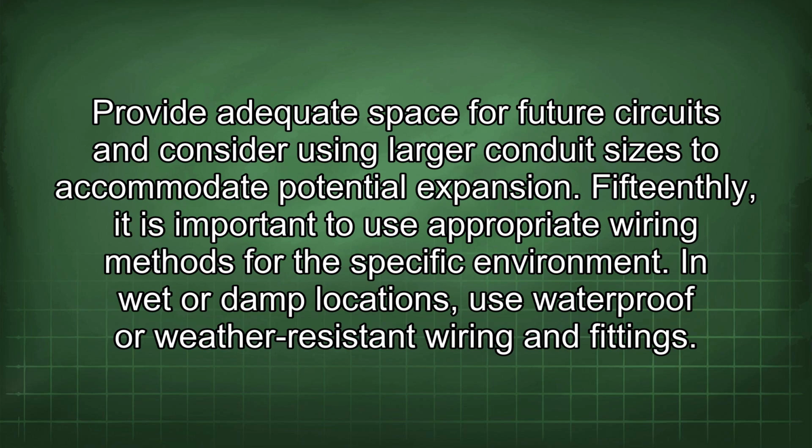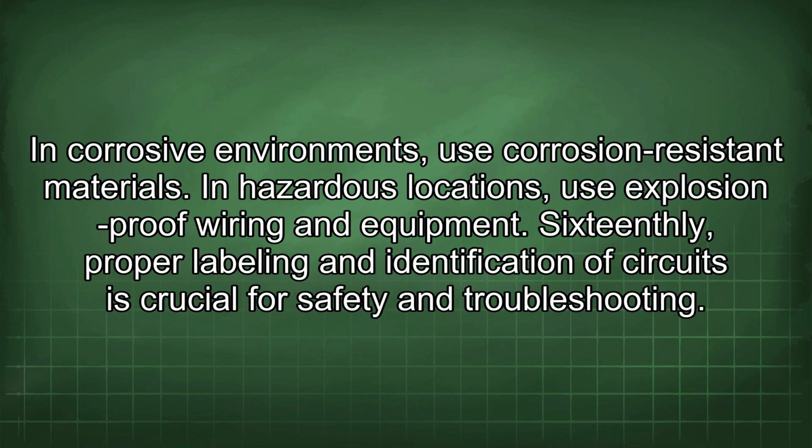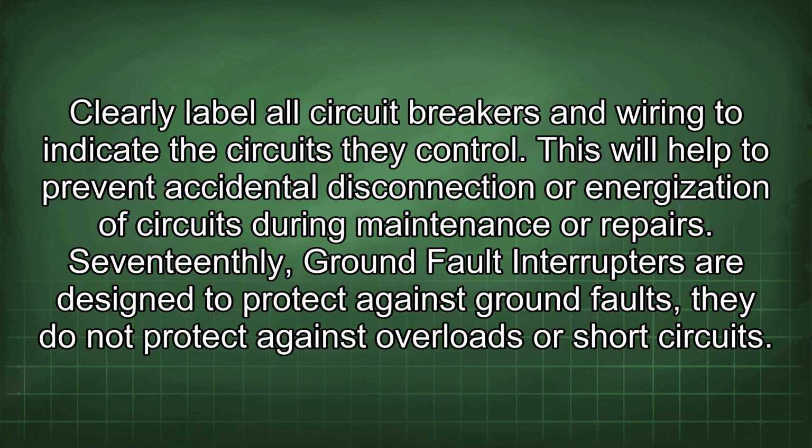15th, it is important to use appropriate wiring methods for the specific environment. In wet or damp locations, use waterproof or weather-resistant wiring and fittings. In corrosive environments, use corrosion-resistant materials. In hazardous locations, use explosion-proof wiring and equipment. 16th, proper labeling and identification of circuits is crucial for safety and troubleshooting. Clearly label all circuit breakers and wiring to indicate the circuits they control. This will help to prevent accidental disconnection or energization of circuits during maintenance or repairs.